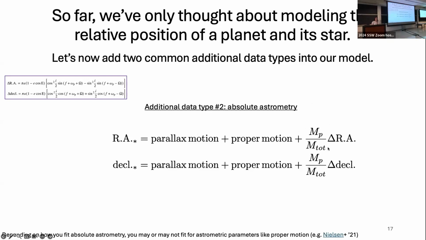But then you multiply that by the ratio of the planet mass over the total mass. So importantly, again, the individual component masses are entering into these equations. So the critical takeaway here is that absolute astrometry can also constrain your planet mass. This is probably the main reason why absolute astrometry and radial velocities are important to be able to combine with relative astrometry, because it allows you to constrain dynamical masses, which is something that relative astrometry can't do by itself.